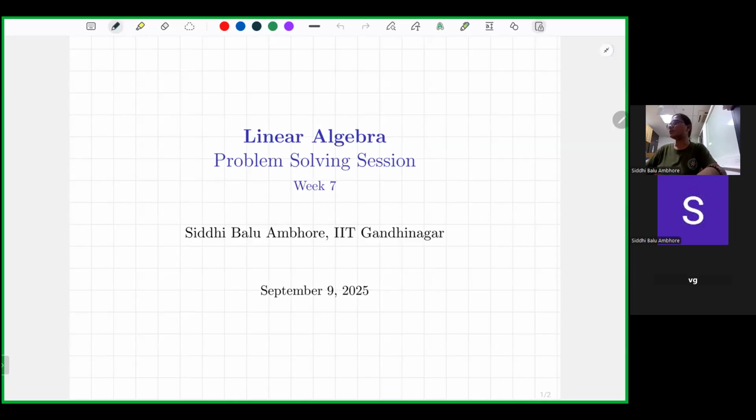I'm Siddhi Balu Ambure from IIT Gandhinagar, and today we will discuss problems related to linear maps, endomorphism, automorphism, image and kernel of linear maps. So let us start with our first problem.